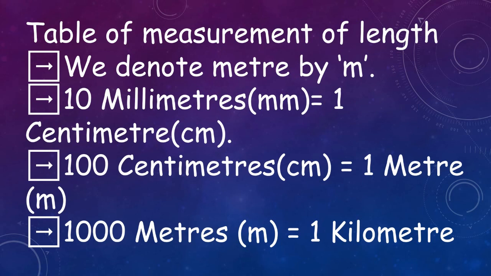We denote meter by m. 10 millimeters is equal to 1 centimeter. 100 centimeters is equal to 1 meter. 1000 meters is equal to 1 kilometer.